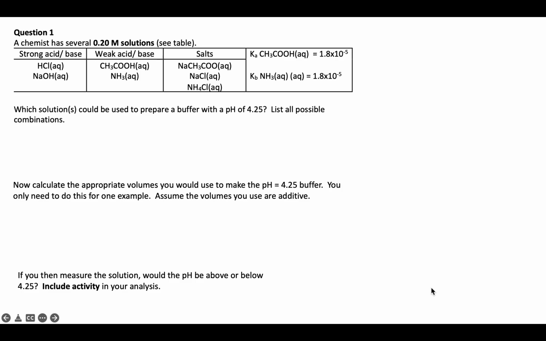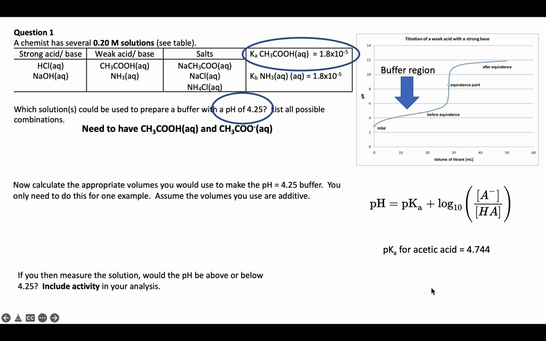Some ideas concerning the second midterm exam. First question was involving buffers, how to make them, and to do some calculations. So when I'm seeing this question involving buffers, I see a target pH, an acidic buffer, pH of 4.25. I'm thinking about how the acetic acid would be a good choice to have involved within that buffer.